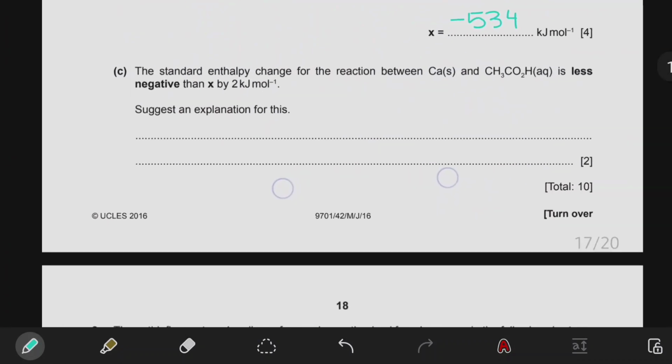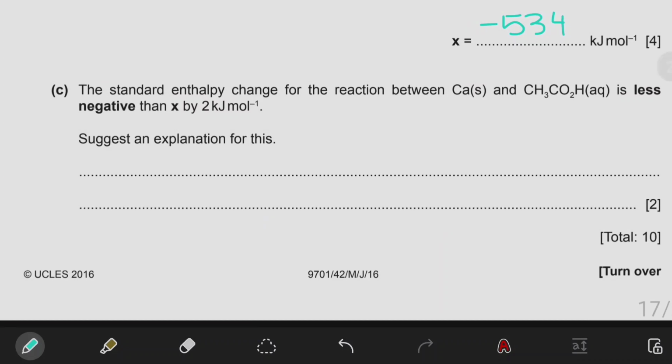Moving on. The standard enthalpy change for the reaction between calcium and ethanoic acid is less negative than X by 2 kilojoules per mole. Suggest an explanation for this. I know that ethanoic acid is a weaker acid, so it incompletely ionizes. So the enthalpy change of ionization of ethanoic acid must be 2 kilojoules per mole.